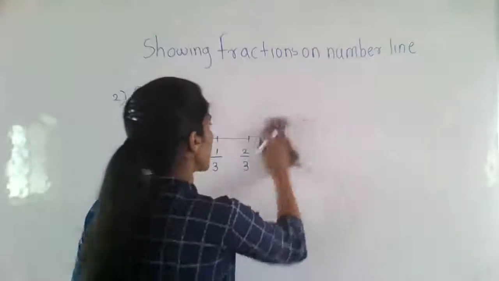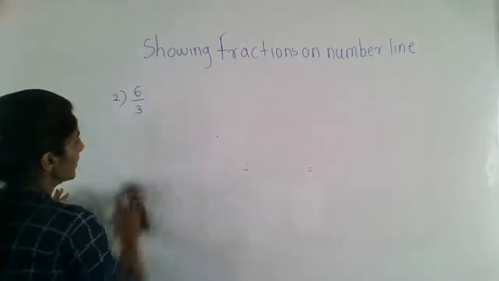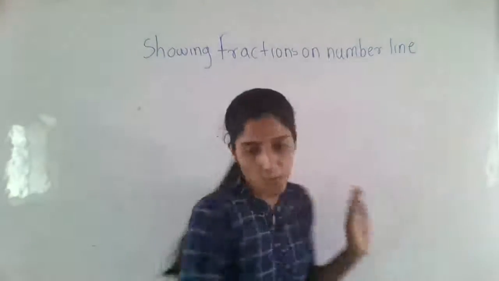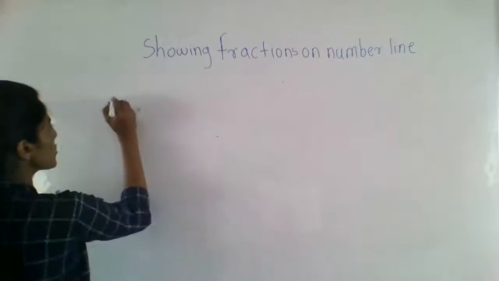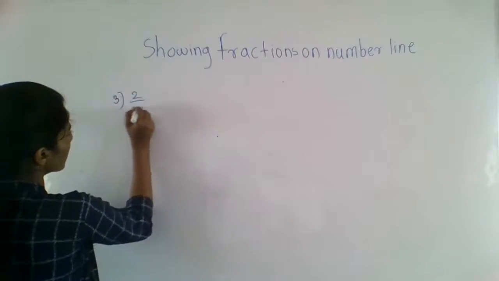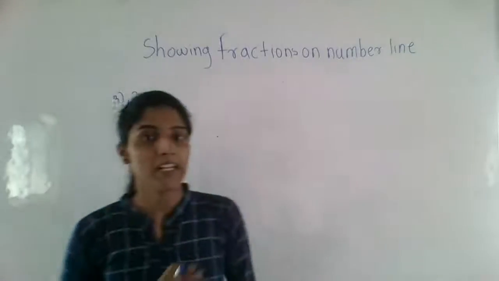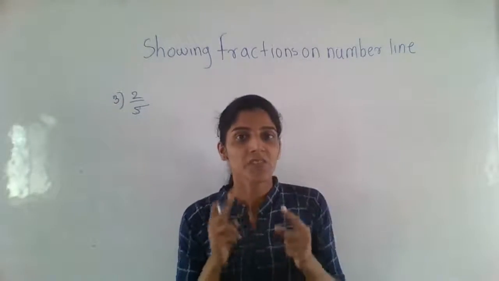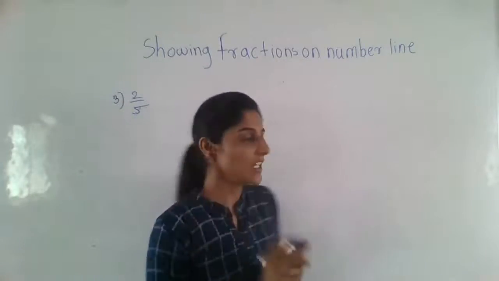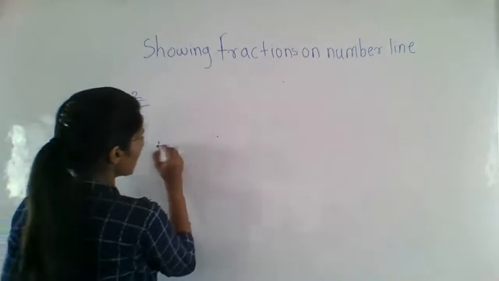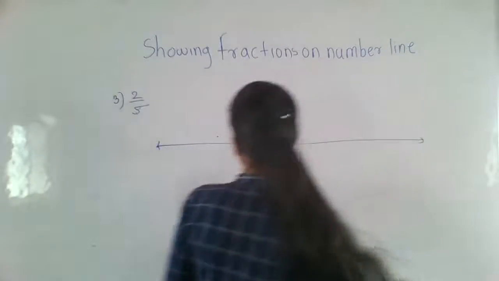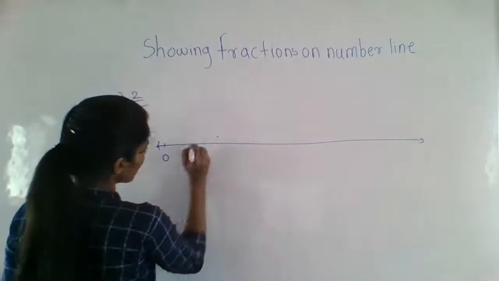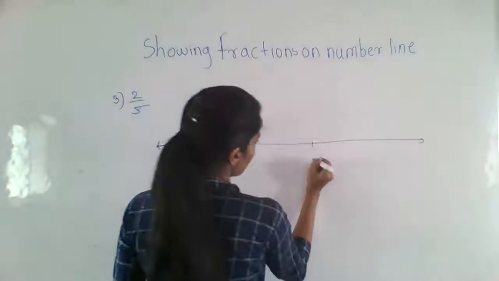Now suppose we take one more example. That is, suppose we take the next example that is 2 by 5. Now see the denominator, that is 5, means divide each unit into 5 equal parts. So suppose we take a line that is 0 here, 1, 2.